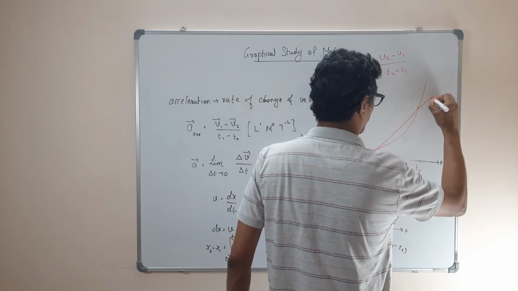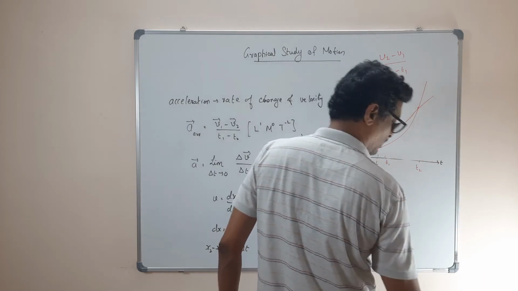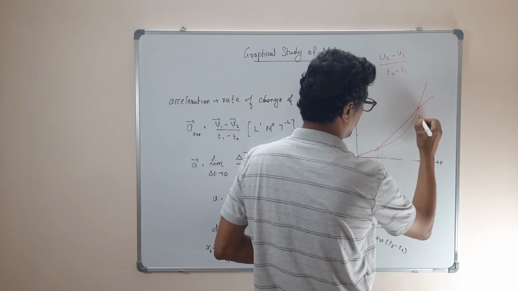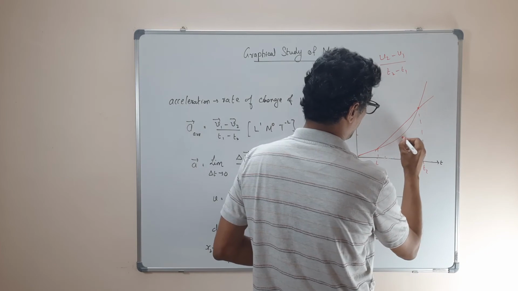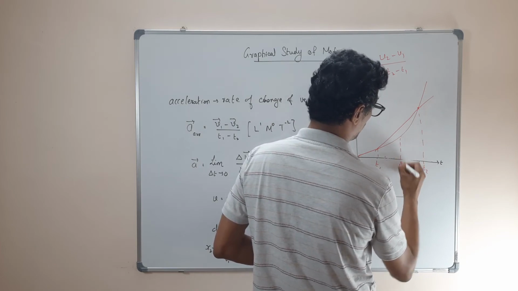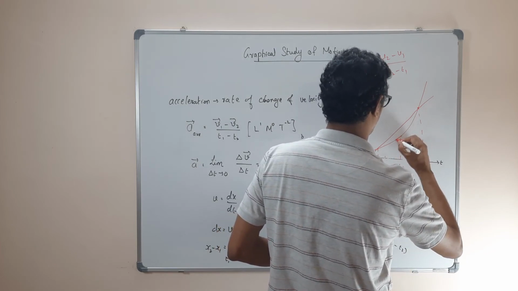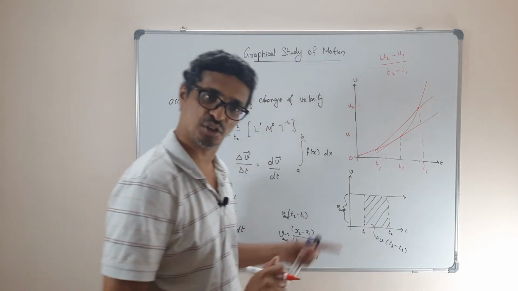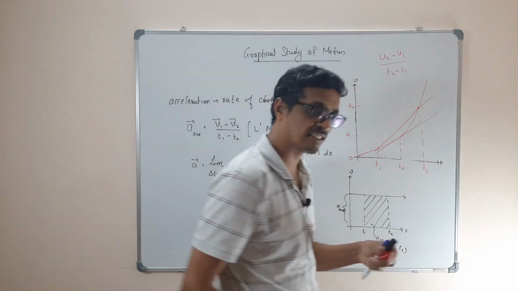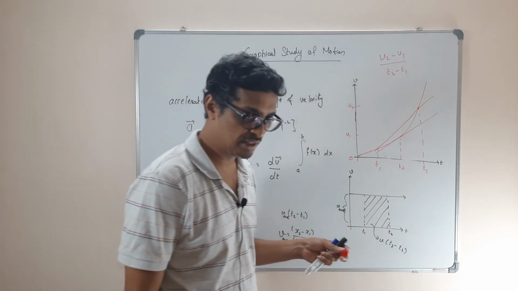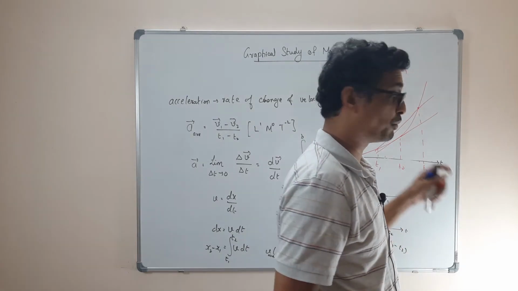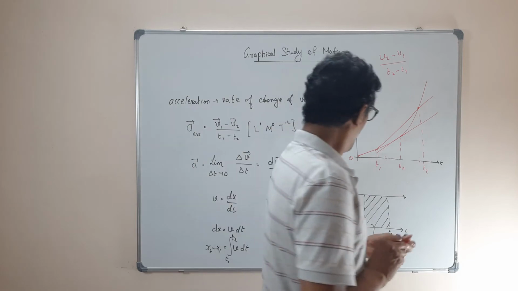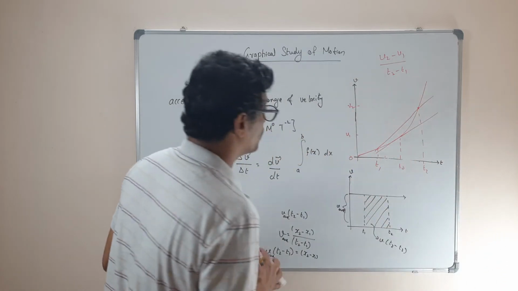The average acceleration between two points, say T1 and T2, and maybe at a certain point T0, this is nothing but a slope at this point, right? The slope is going to be different from the T1 slope. So here again, your average acceleration is not going to be the same as your instantaneous acceleration because it's a non-uniform acceleration.